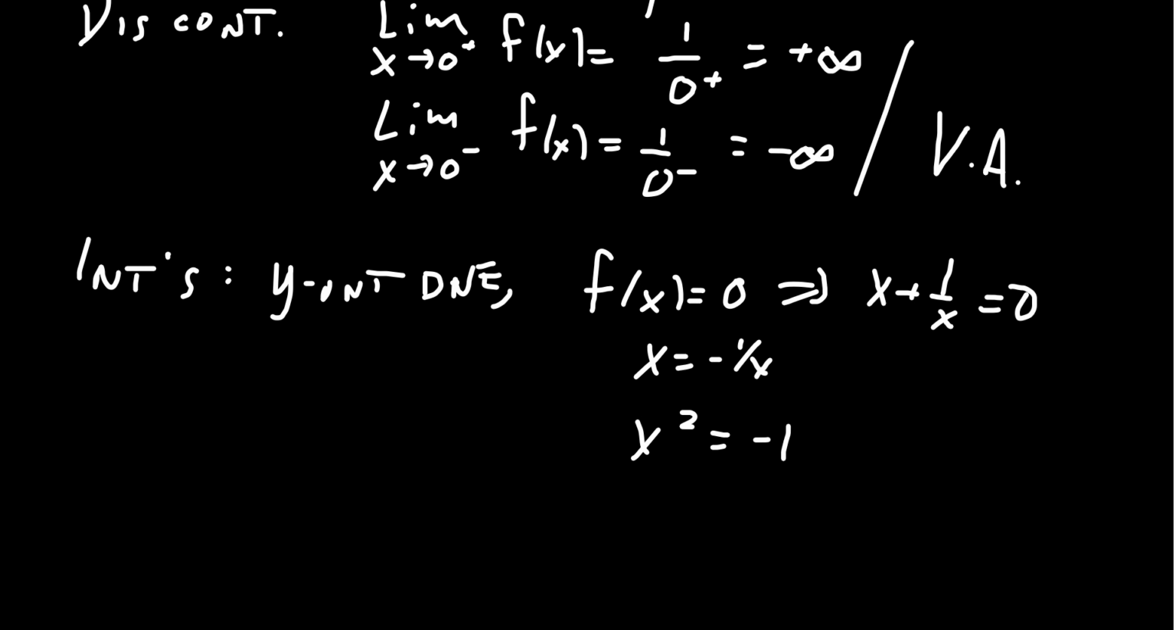I'm going to stop you right there. x squared can't equal negatives. It has to be non-negative. If we were to take the square root, we're getting some imaginary numbers at that point. So this tells us that x-intercepts also do not exist. So this graph has no x-intercepts nor y-intercepts.